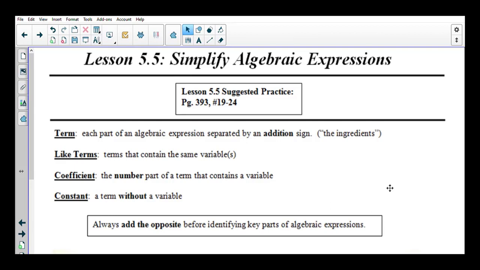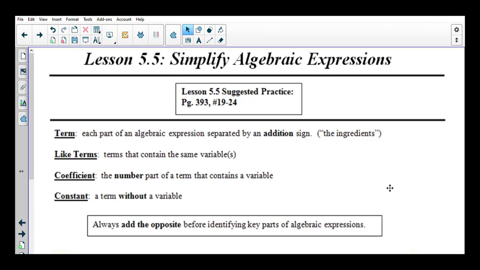This video is going to focus on the lesson 5.5 guided notes on simplifying algebraic expressions. A lot of the concepts that we're learning in this unit are really going to be foundational for work you're going to do later on this year and next year and even in the years to come. This is one of those lessons that's going to be really important for us.